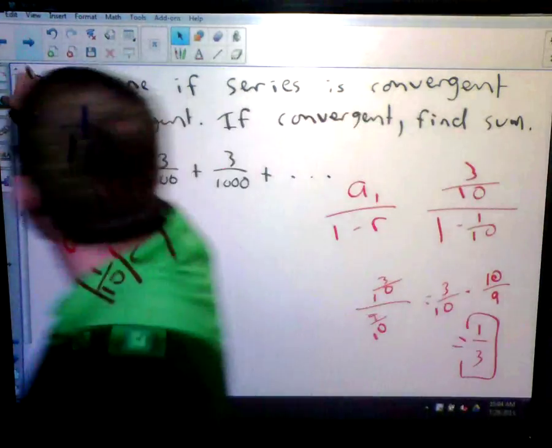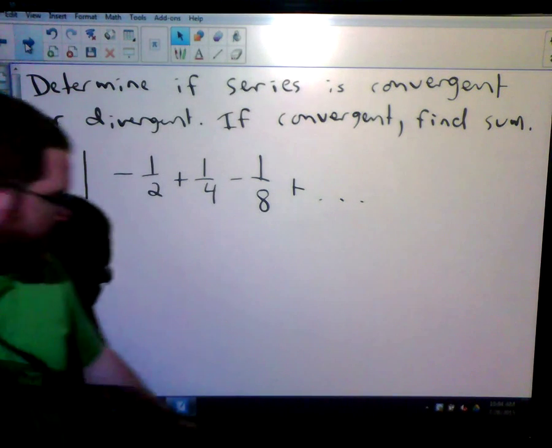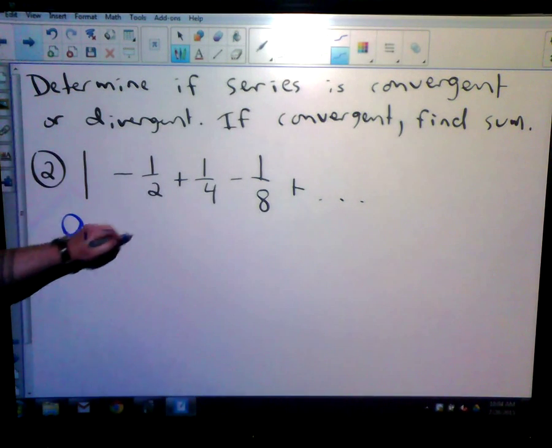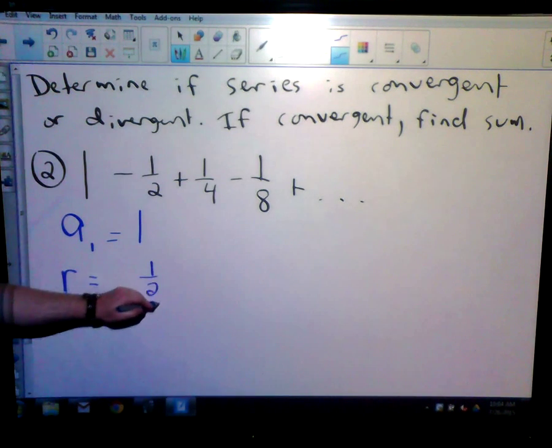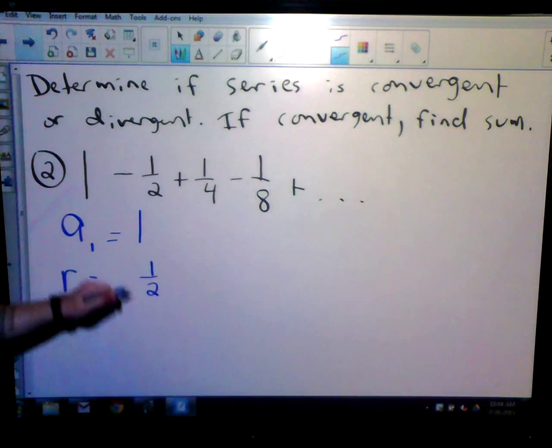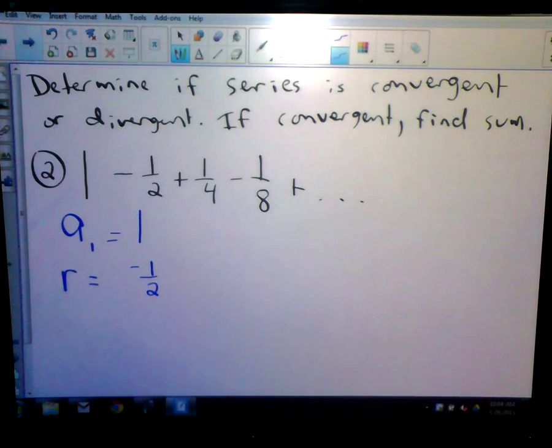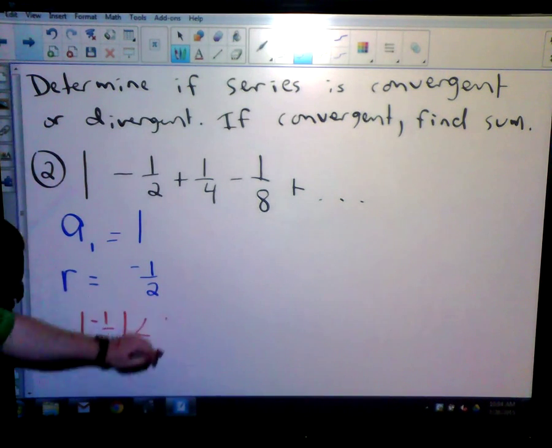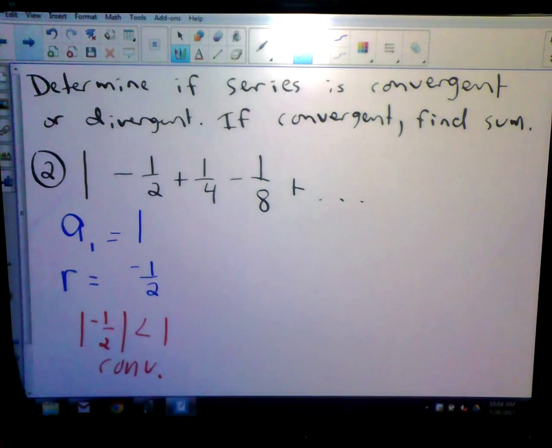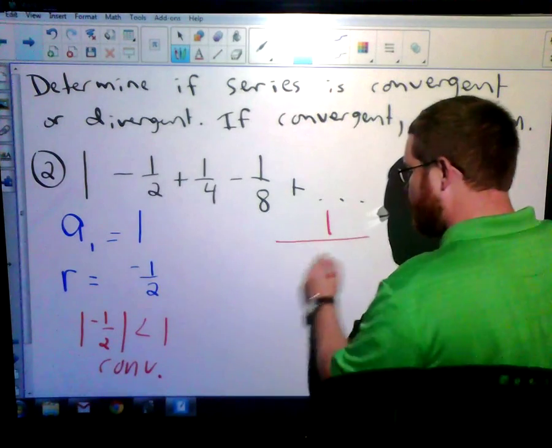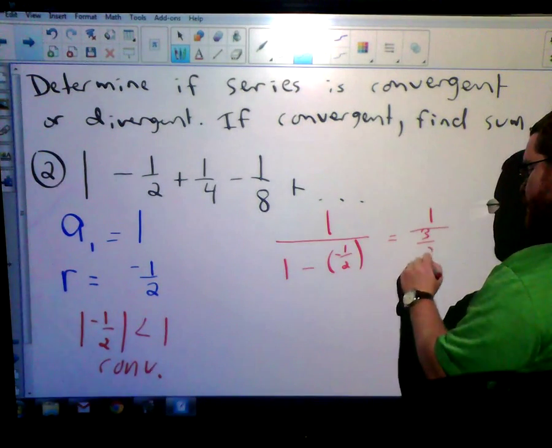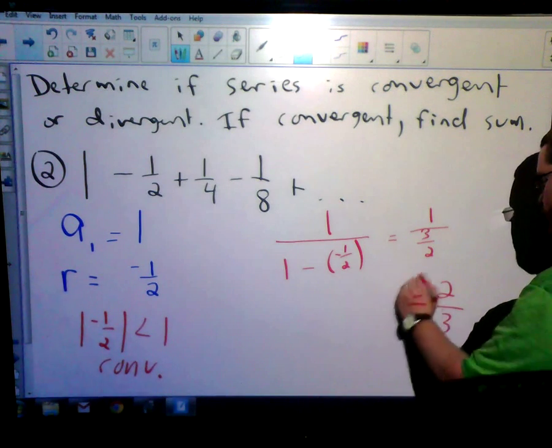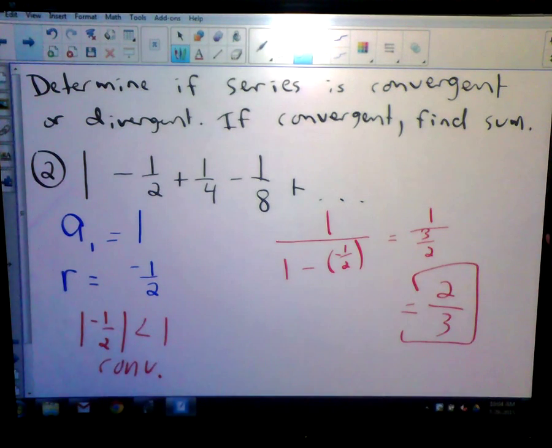Let's try another one. Let's take a look at this one. In this one, a sub 1, the first term, is 1. I'm multiplying by 1/2 every time, but because it's alternating, it must mean I'm multiplying by negative 1/2. Is it convergent? Yes. The absolute value of negative 1/2 is less than 1, so it's convergent. What's it converge to? a sub 1 over 1 minus r. That's 1 over 3/2, which is 2/3. This thing is convergent to 2/3.